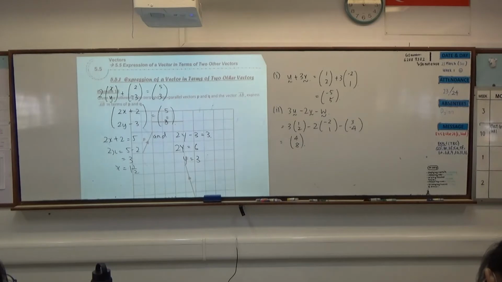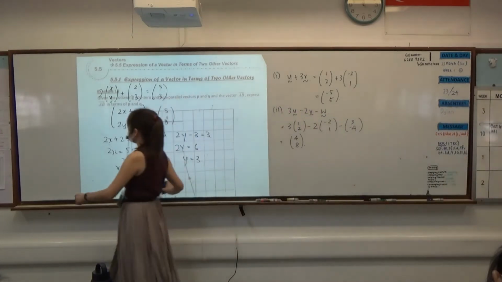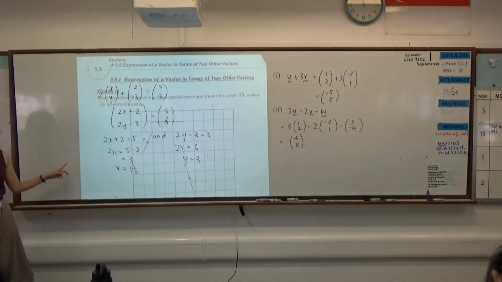Okay, where we want to express a vector in terms of two other vectors. Could I erase this already?